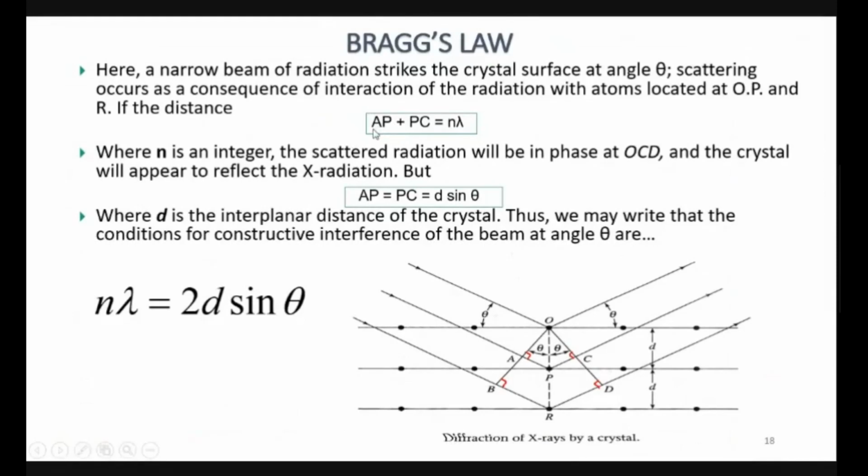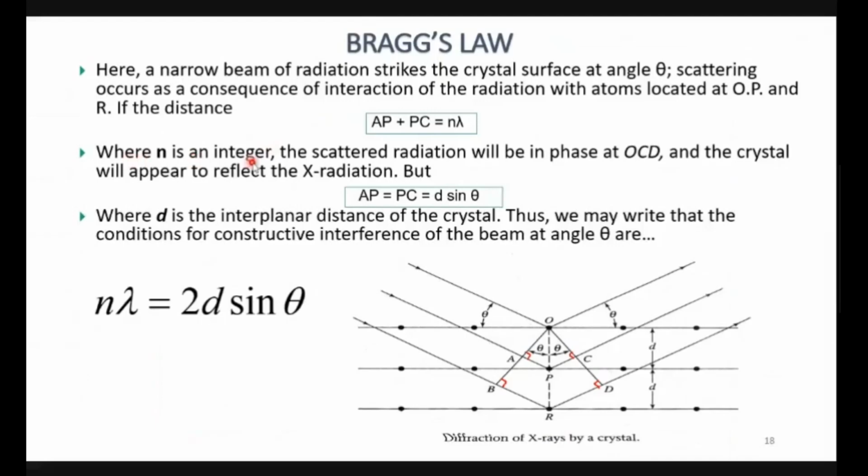Now, if the distance AP, that is the distance from this point to this point, plus the distance PC, from P to C, if this addition of distance is equal to n lambda, then there will be constructive interference. इसका मतलब क्या है? See, the wave is in one particular phase at this point, which is similar to the wave over here. If the wave is traveling this much distance and it is in the same phase, it should travel a distance which is an integer multiple of the wavelength itself. Then only these two waves will form constructive interference. That's why this equation AP plus PC is n lambda.